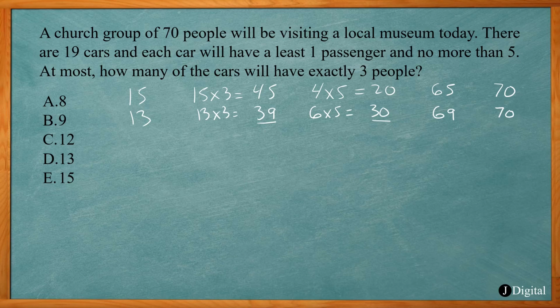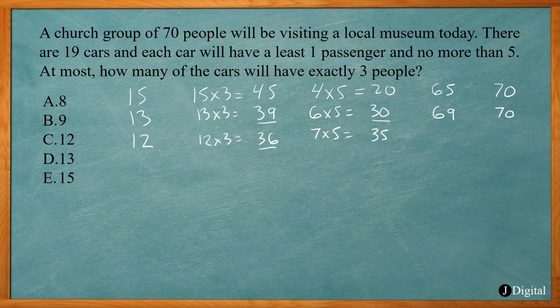So at this point, we know we're only 1 away from 70, so the next answer would probably be correct. But just to verify, we can try. So we have 12 cars that have exactly 3 people. 12 times 3 is 36. We have 7 cars left over that can hold 5. 7 times 5 is 35.